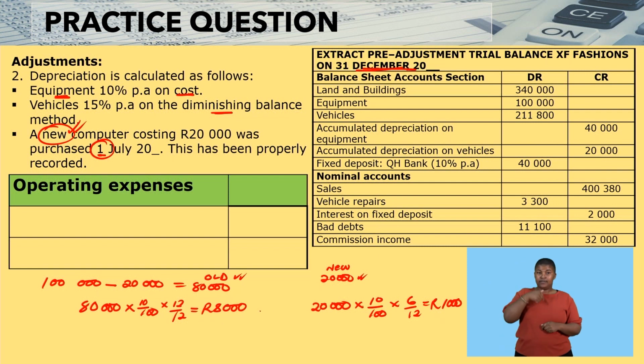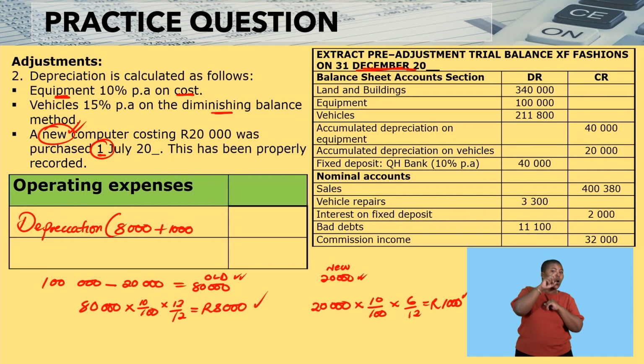So when I come now to my equipment, I'll say depreciation under my operating expenses. I'll first start with 8,000, then I'll say plus 1,000. This is the 8,000 and this is the 1,000. So I am now done with my equipment.